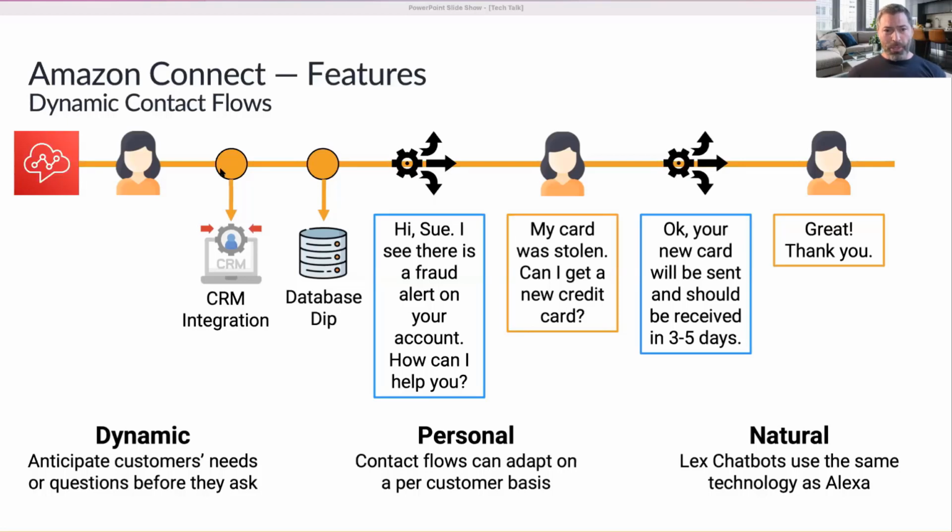We can pretty much assume that this person is probably calling because their credit card's no longer working because it has a fraud hold on it. So I say, hi, Sue. I actually have an automated voice that says, hi, Sue. I see there's a fraud alert on your account. How can I help you?